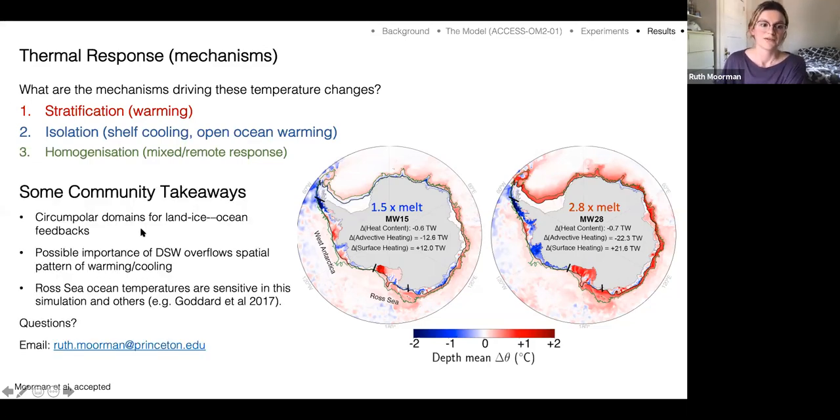So some community takeaways, more about how we structure our experiments and how in future we should pursue some of these questions of how Antarctic land ice responds to the ocean. Some things that we found that we think are good learning points is that there were numerous very important remote feedbacks in these simulations.